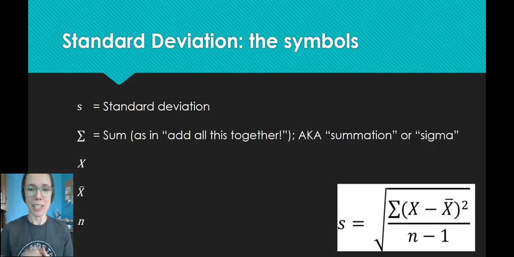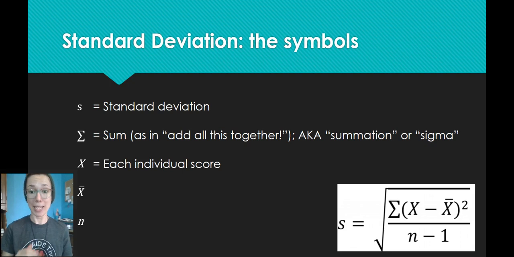The sigma sign means, as you may recall, summation. Sigma is a command. It's not something we're plugging a number into. We're not plugging a number into sigma like we are for the other symbols we have here. Instead, it's telling us to do something. It's giving us an order. It's telling us, add all this together.